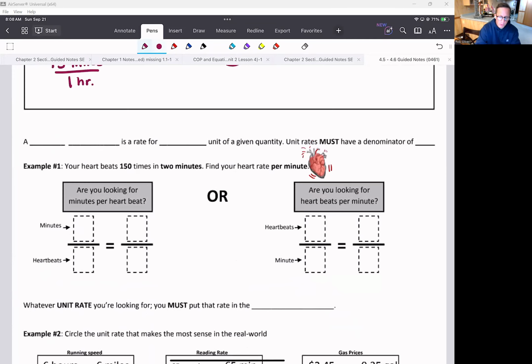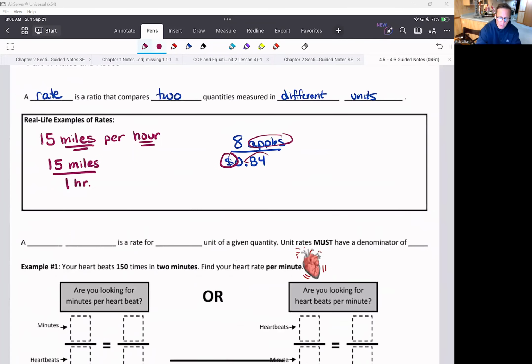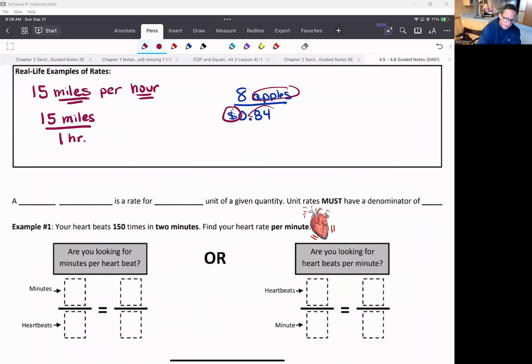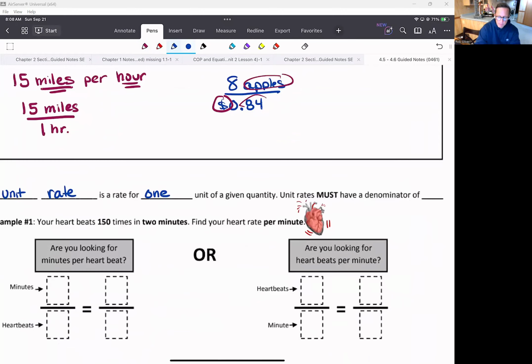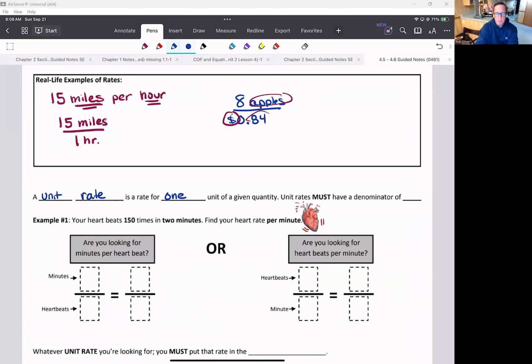All right, so now let's keep going. A unit rate is the next thing we're going to talk about. A unit rate is a rate for 1 unit of a given quantity. Unit rates are probably the rates you're most used to dealing with. I actually gave an example of a unit rate up here. Unit rates must have a denominator, the bottom number, that is the number 1.